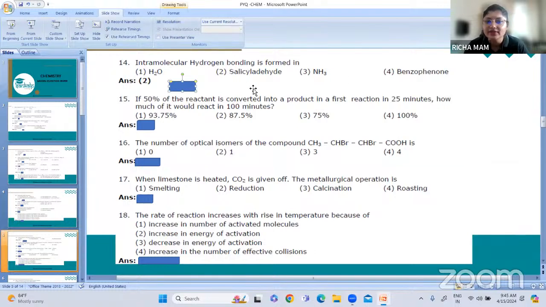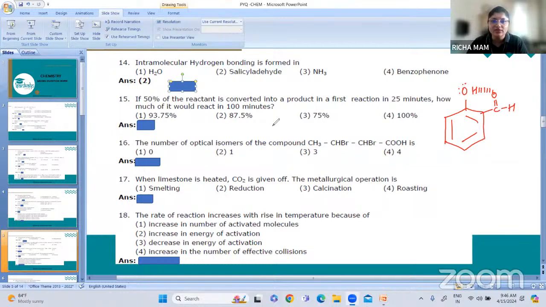It is the second one. Just now I told you, no, salicylic. I've written the structure also. See here. So this is the salicylic structure. You can see within the same molecule, hydrogen bonding is found. So option number 2. Next question. We are seeing the 15th question.